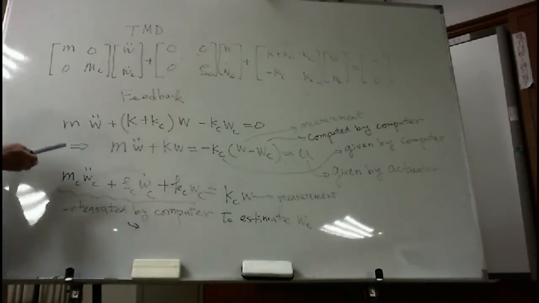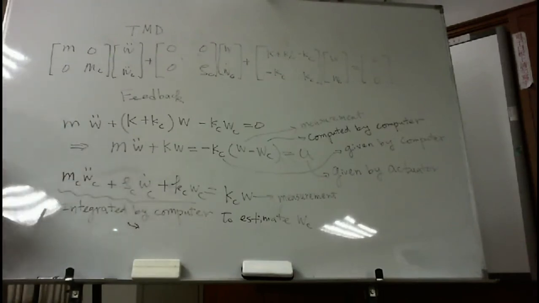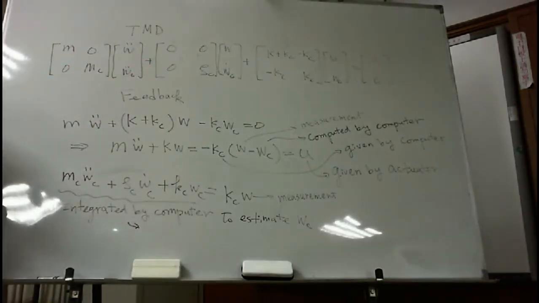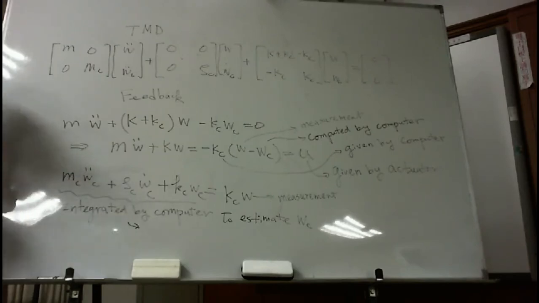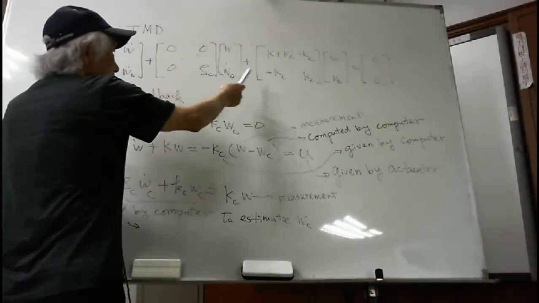So the MC, zeta C, or KC, you can change to any positive value. It has to be positive, any positive values. The whole system will always be stable, but the performance will be different. For example, you change this MC, all positive, change zeta C, KC.